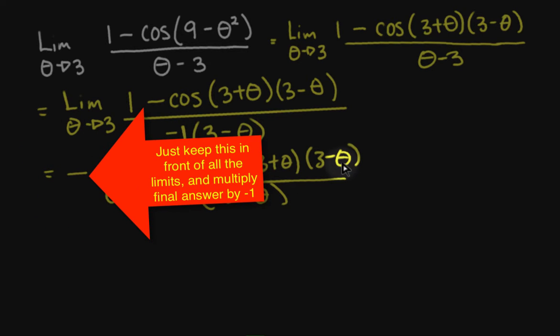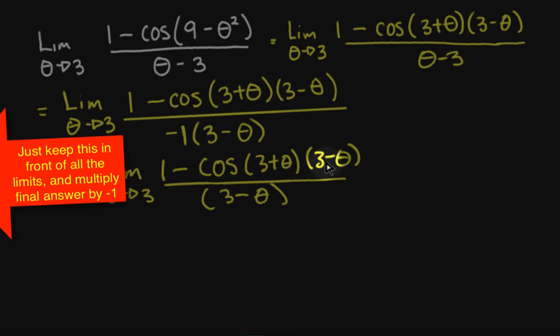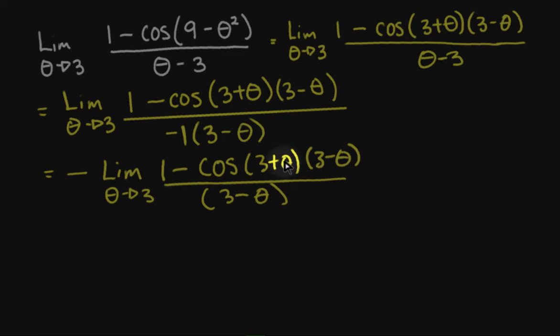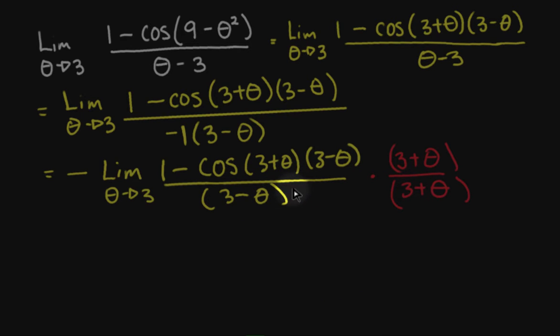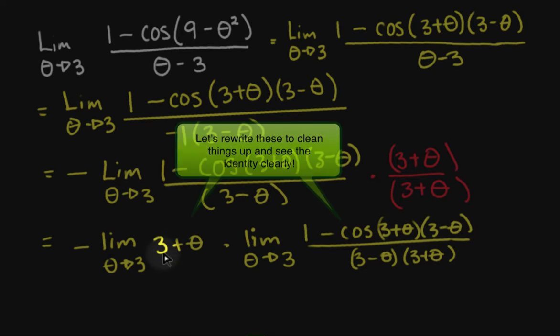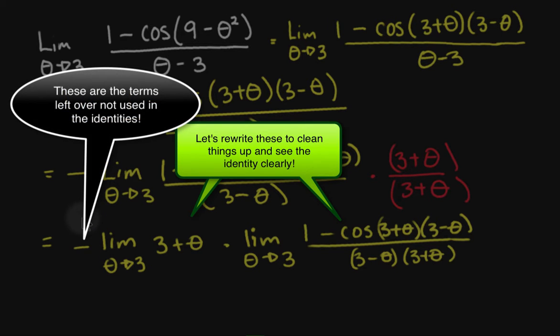Now the goal, since we have the 3 minus theta here and here, we need a 3 plus theta in the denominator. So let's multiply top and bottom by 3 plus theta. So this 3 plus theta will be going here in the denominator to get our identity that we want, because the argument and the denominator must be the same. And then we're going to write the other 3 plus theta out here in front. Okay, don't forget the negative sign that was out here to begin with.